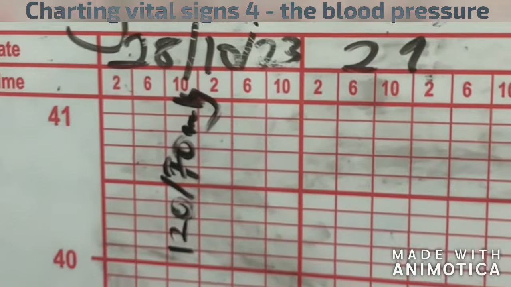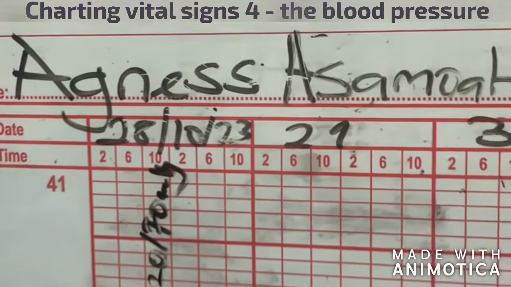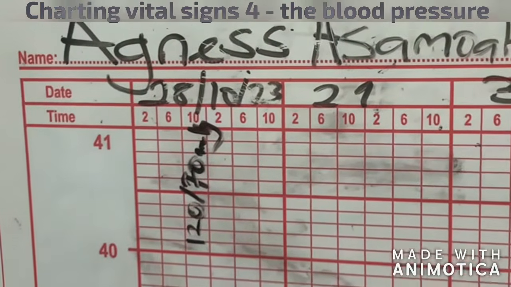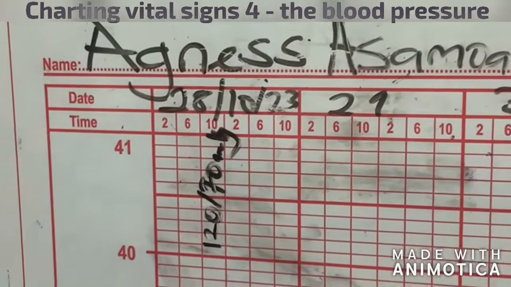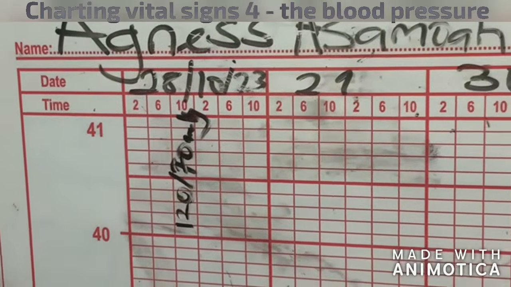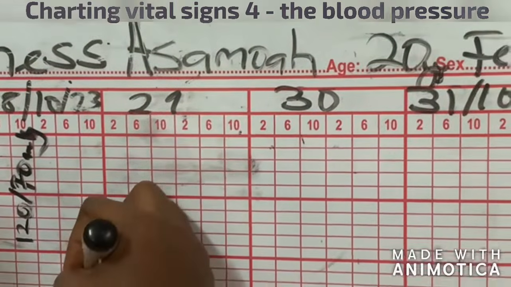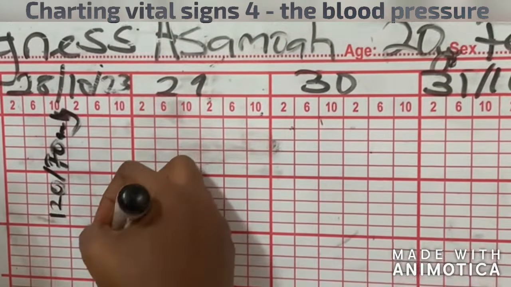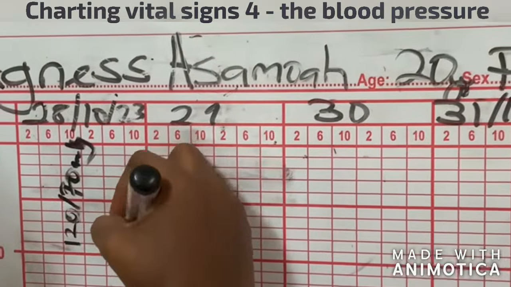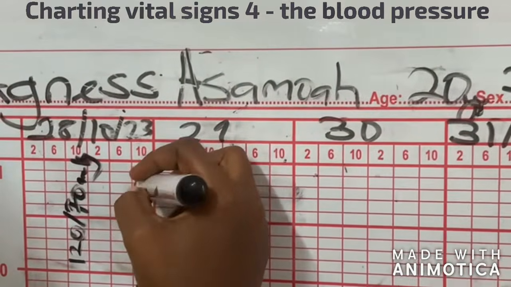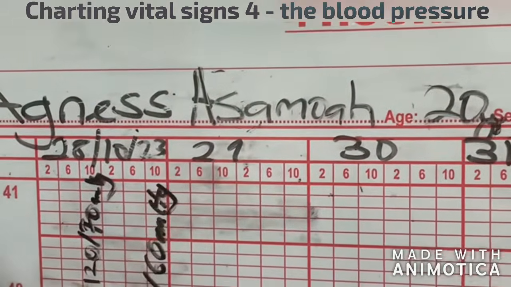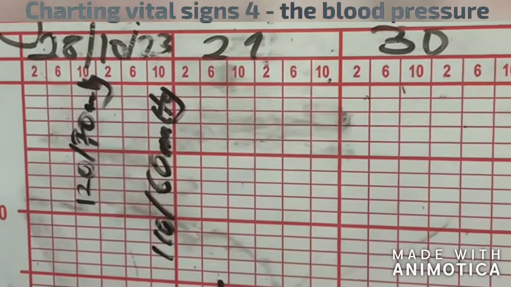And it was 120/70. If you check it again at 10 p.m., maybe patient made some complaints, so you want to confirm if it's as a result of BP, then you come and chart it at the 10 p.m. column. Maybe 110/60 millimeter of mercury. This is how it's done.